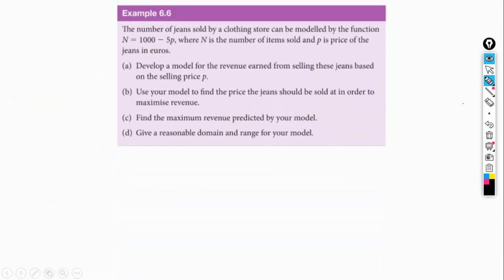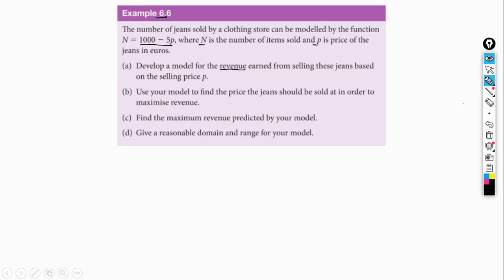So we continue with example 6.6. And it says, the number of jeans sold by a clothing store can be modeled by the function n equals 1000 minus 5 times p, where n is the number of items sold and p is the price of the jeans in euros. Part A, develop a model for the revenue earned from selling these jeans based on the selling price p.